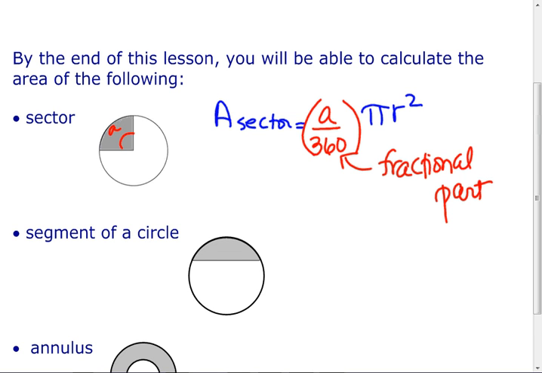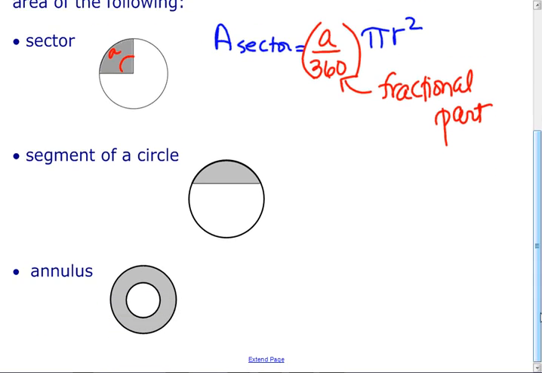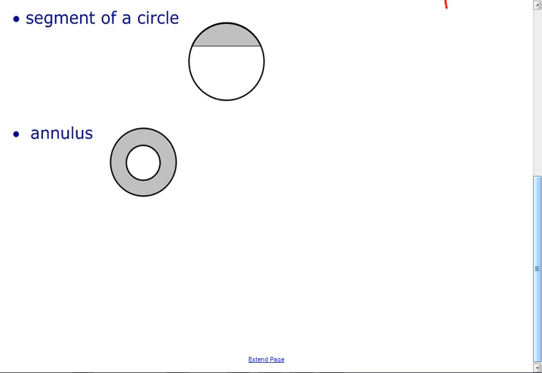Tomorrow we're going to do the segment of a circle, which is the hardest one of them to do. But today we're going to do the annulus, and I want the area of just the shaded part. I prefer to call it a washer because it looks like a washer. It looks like a DVD or a CD.